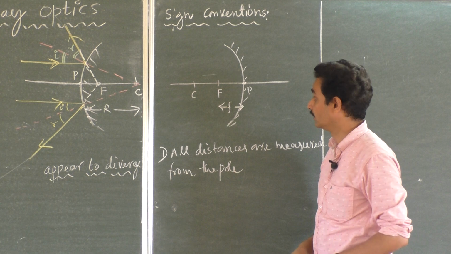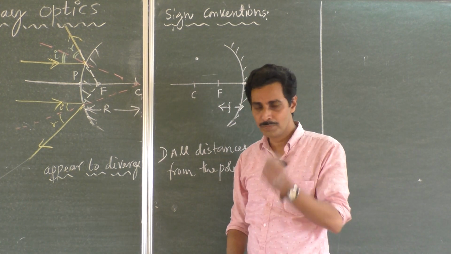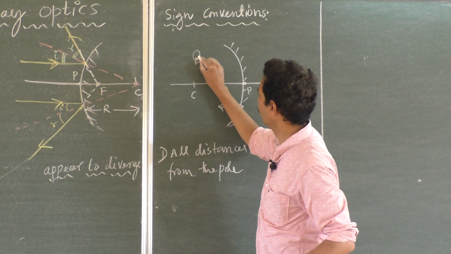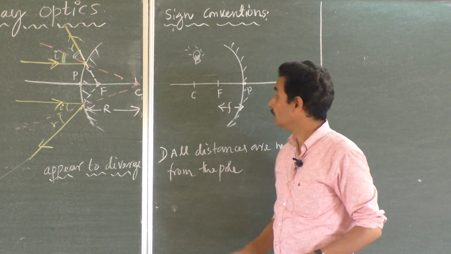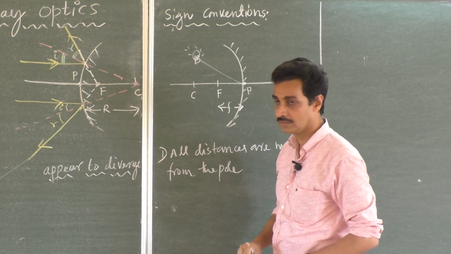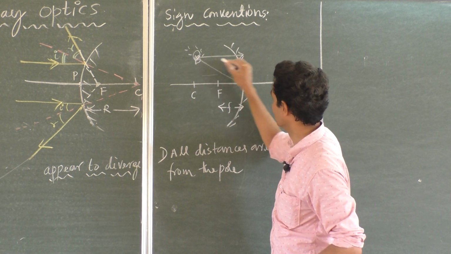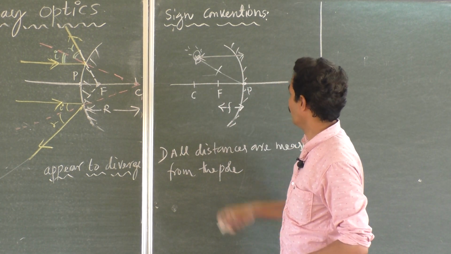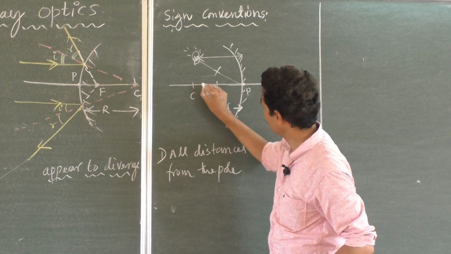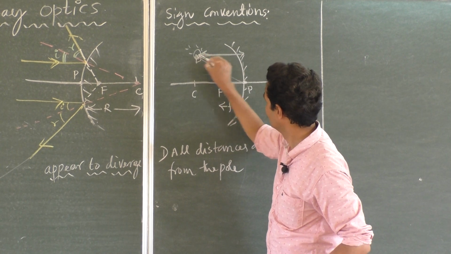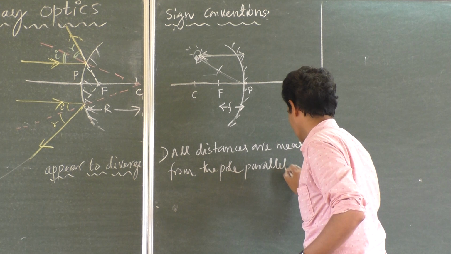But how do you measure it? For example, suppose you have an object here, a small bulb switched on here. If I want to trace where the image of this bulb is, what to do? Don't measure the distance like this. Measure the distance parallel to this. That means this is the distance, not this one. So all distances are measured from the pole parallel to the principal axis, like this, not like this.